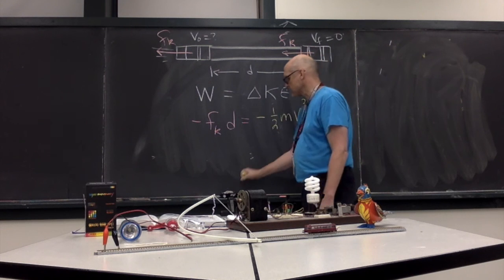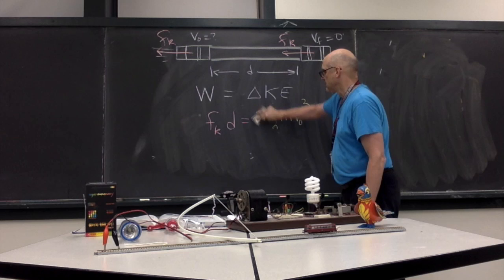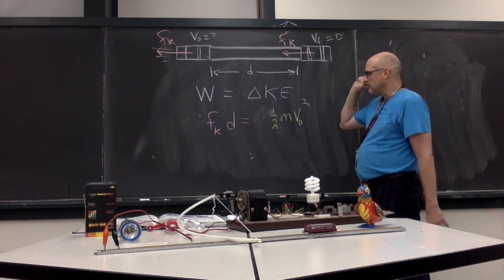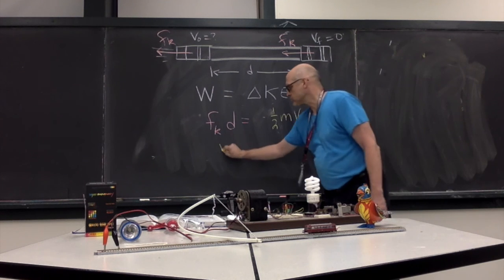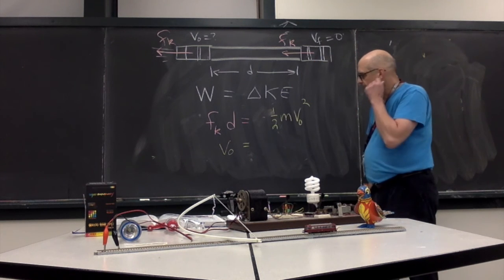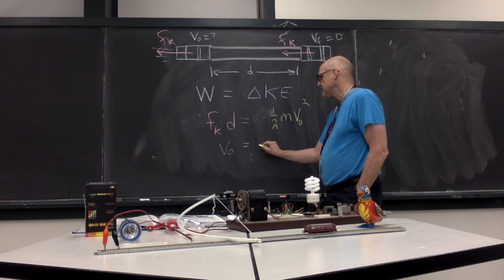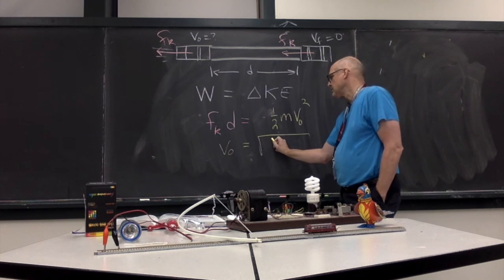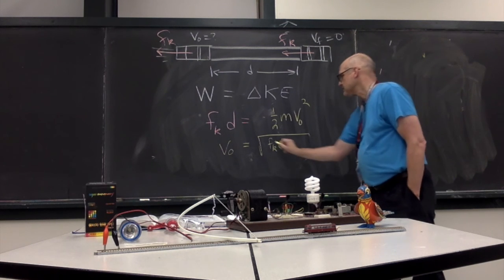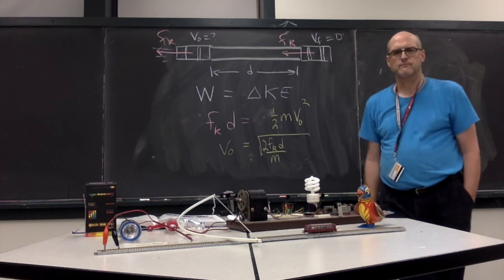The negative signs cancel out because they appear on both sides. We know the distance. We don't know the mass, but if we solve for V0, the speed, we can see that the speed is equal to the square root of Fk d times 2 over the mass. Okay?